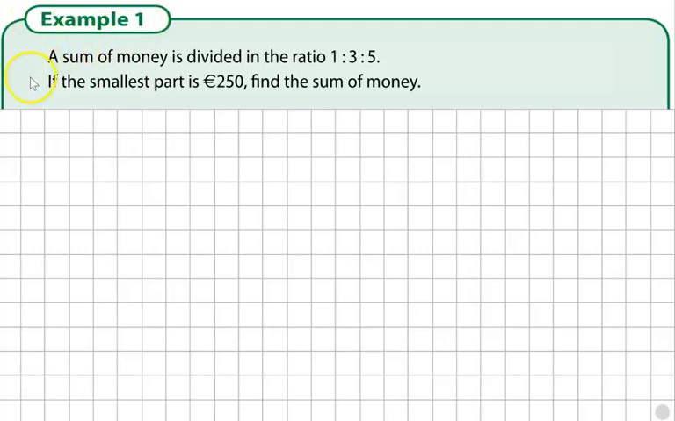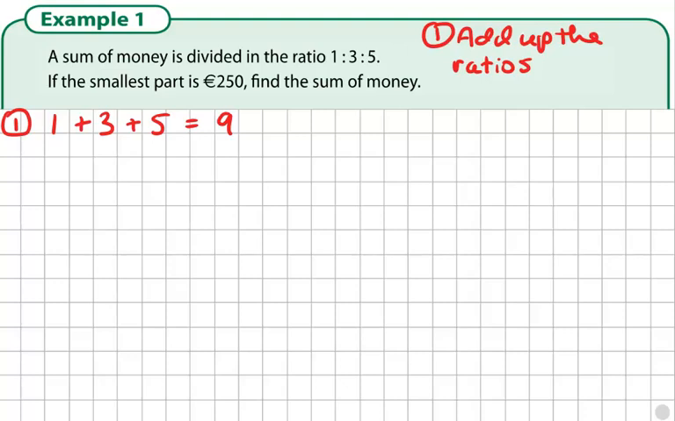Example 1. A sum of money is divided in the ratio 1 to 3 to 5. If the smallest part is €250, find the sum of money. So find the full amount or 100%. Step 1, we add up the ratios. 1 plus 3 plus 5 equals 9. So there are 9 parts in total.